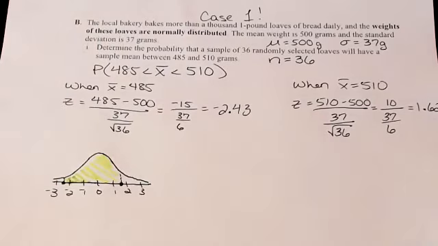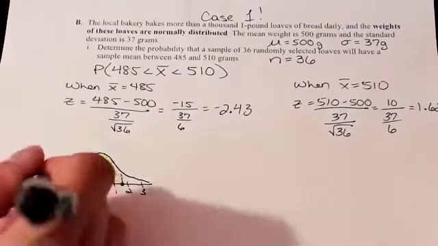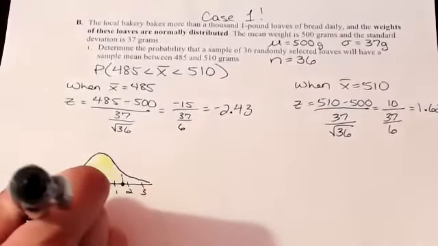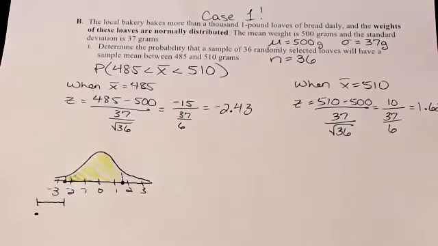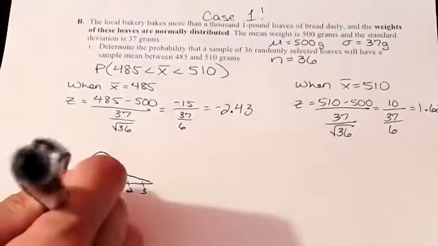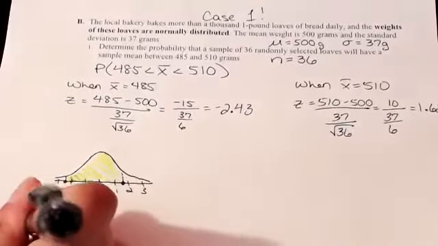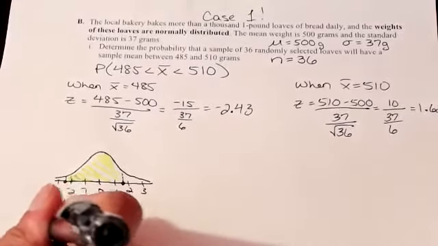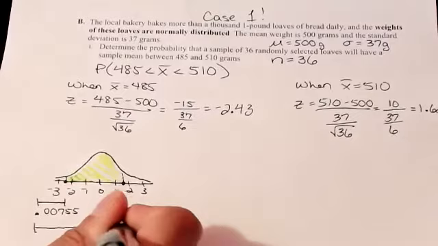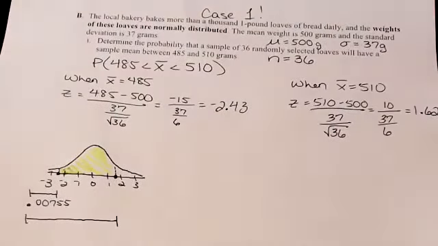I'm then going to use my z-score table. I'm going to look up the z-score of negative 2.43. When I see that z-score of negative 2.43, that directly corresponds to an area to the left of, let me just double check, negative 2.43, that's 0.00755. The area to the left of a z-score of 1.62, flip to the other side, 1.62, that refers to an area of 0.9474.